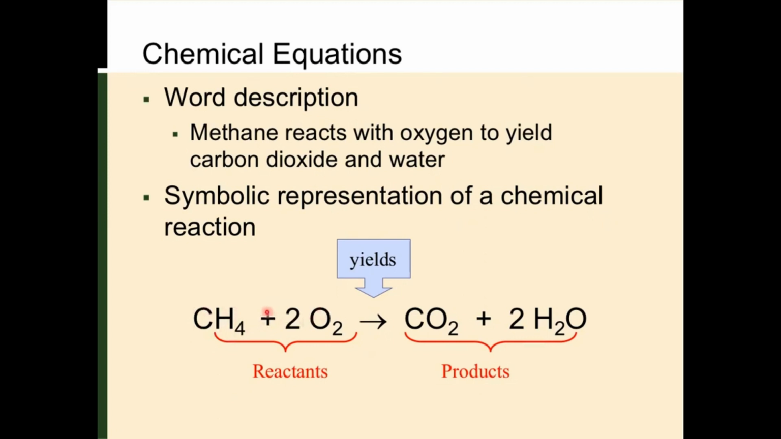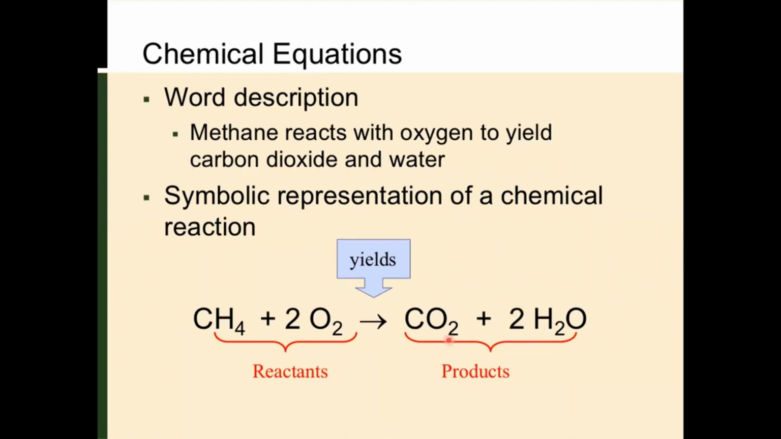It's going to react with 2 molecules of oxygen. That's what this 2 stands for. It means that in this reaction, we're using 2 oxygen molecules, so 2 O2s. Then this will yield carbon dioxide, CO2, plus 2 waters. The 2 here indicates that for every carbon dioxide that is produced in this reaction, 2 water molecules will be produced.